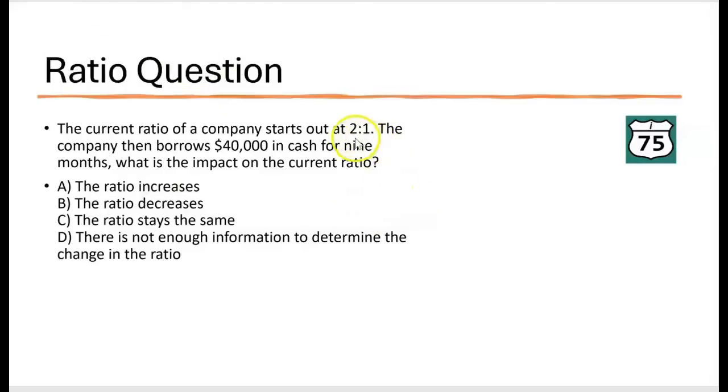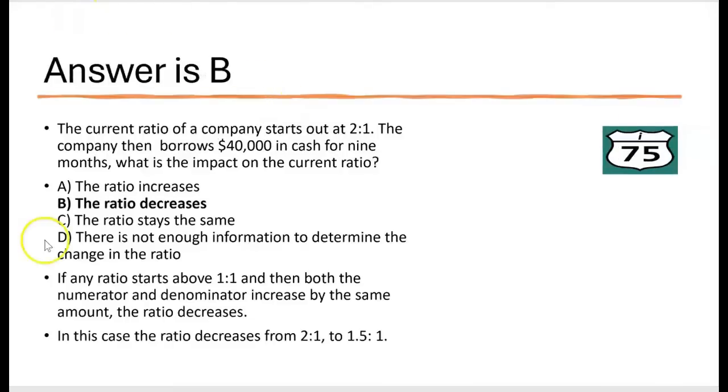Do you see how by adding 1 to both, we've gone from 2 to 1 to 3 to 2? A 2 to 1 ratio is higher than a 3 to 2 ratio because a 3 to 2 ratio is 1.5 to 1. So the answer is B, the ratio decreases. If any ratio starts above 1 to 1 and then both the numerator and denominator increase by the same amount, the ratio will decrease. In this case, the ratio decreased from 2 to 1 to 1.5 to 1.